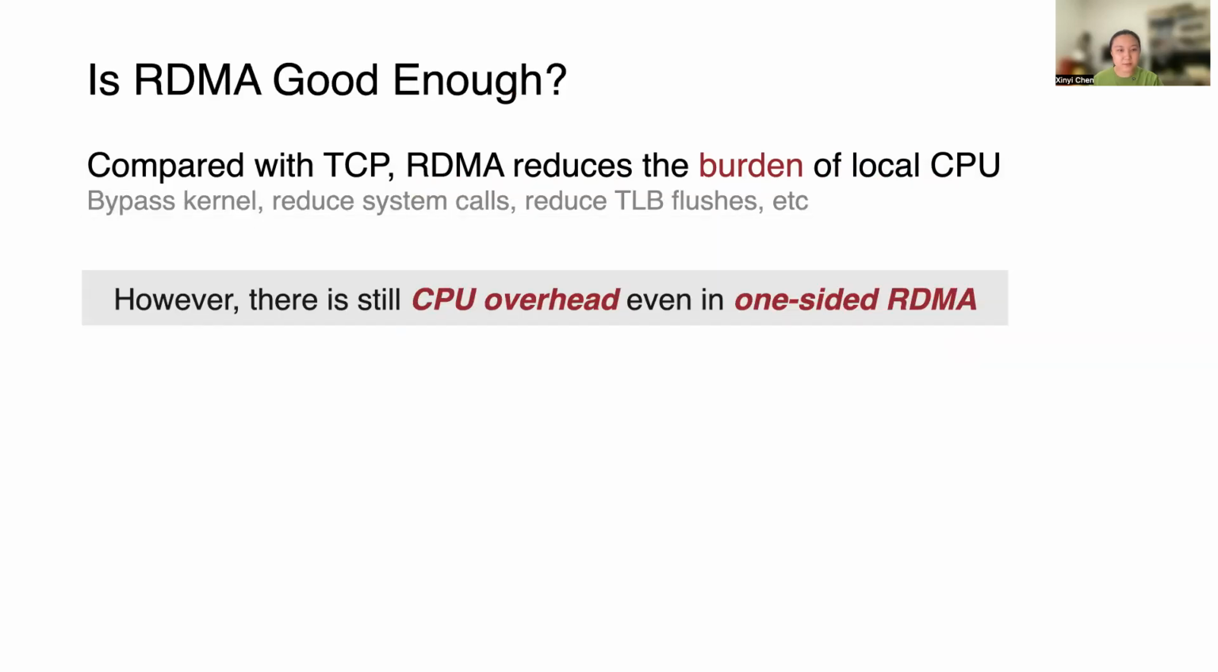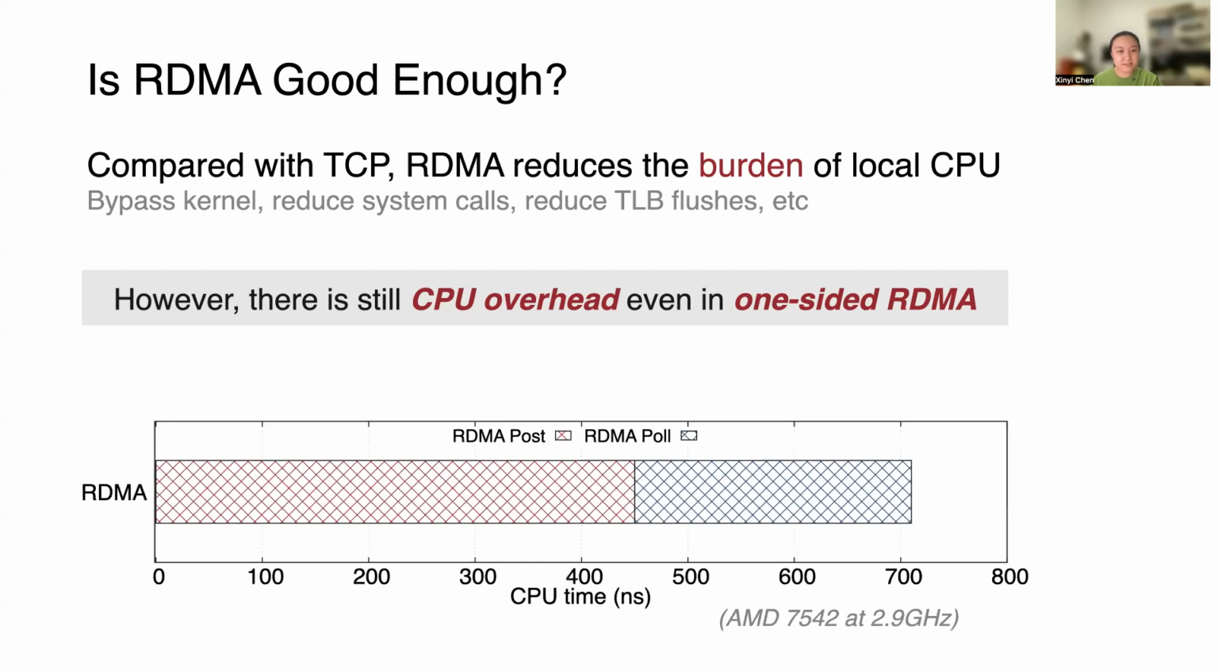However, is RDMA good enough? Surprisingly, we found that there is still CPU overhead even in one-sided RDMA. We did a CPU time measurement for one-sided RDMA read request. We first need to post the work queue entry into the work queue and then poll the completion queue to check whether the task has been finished. We measure the CPU execution time for a single post and poll. We can see that even a single post or poll takes several hundred nanoseconds of CPU time.